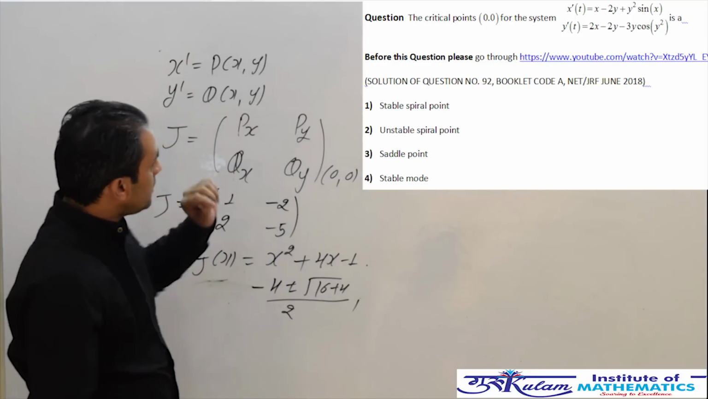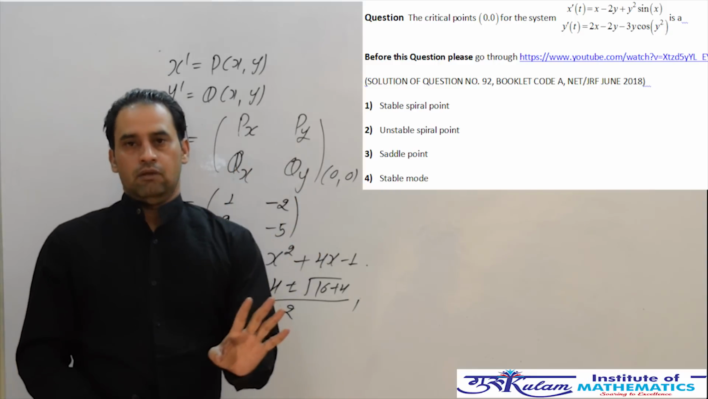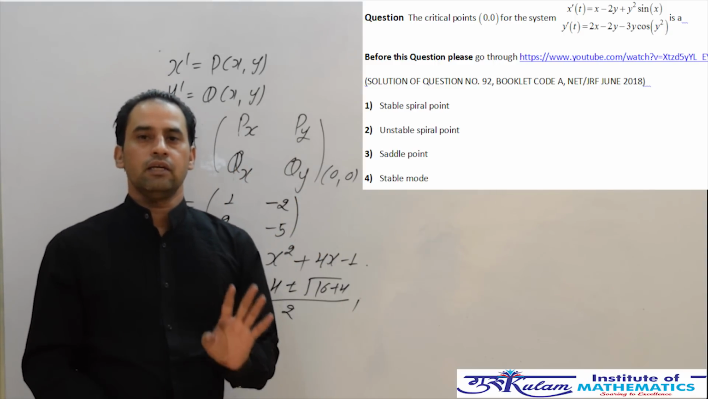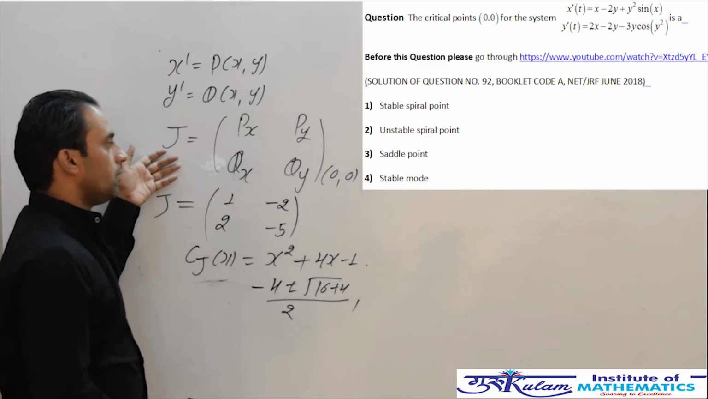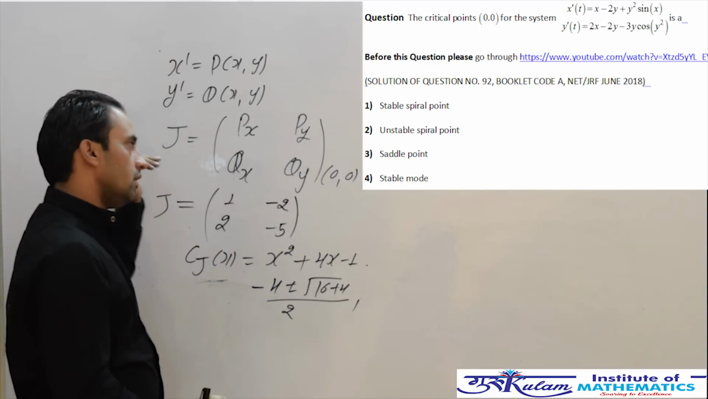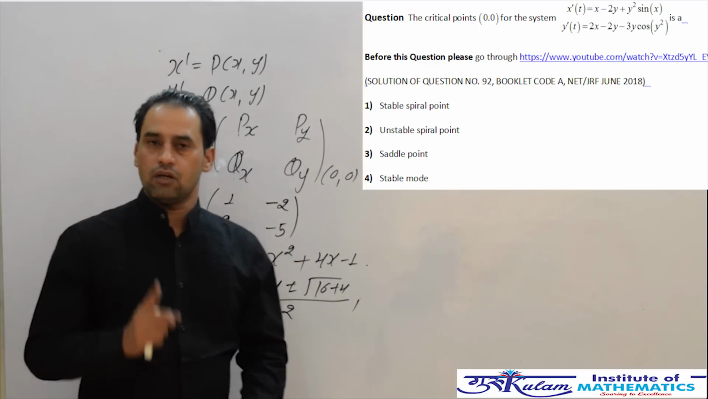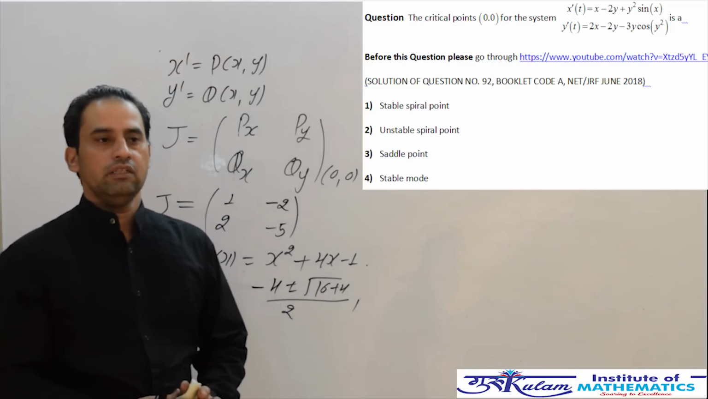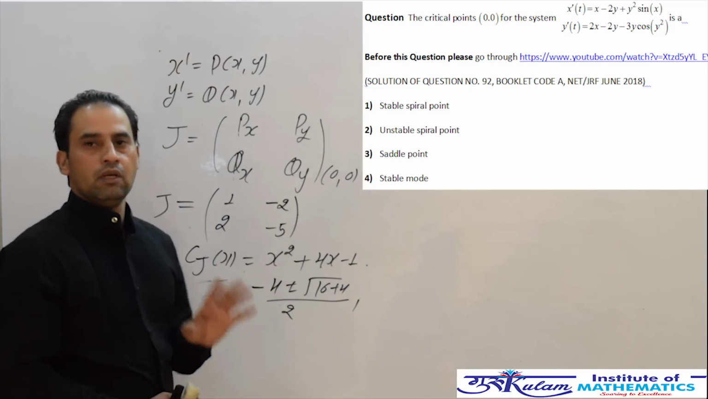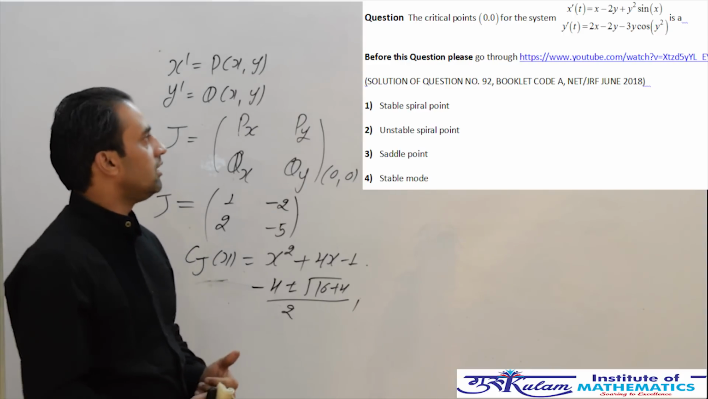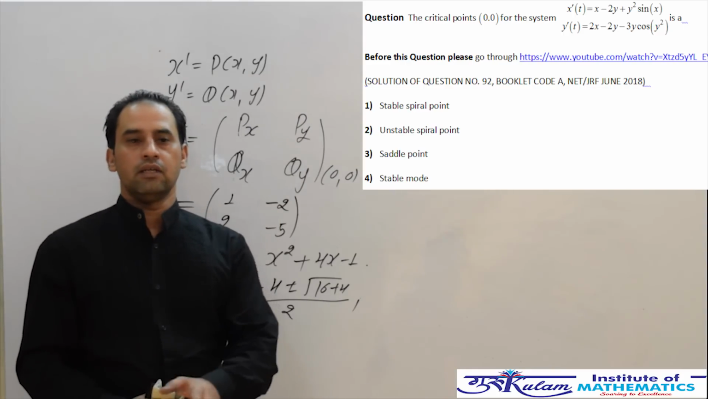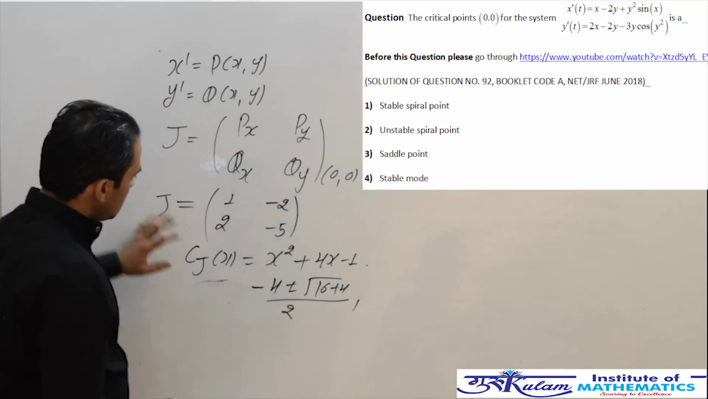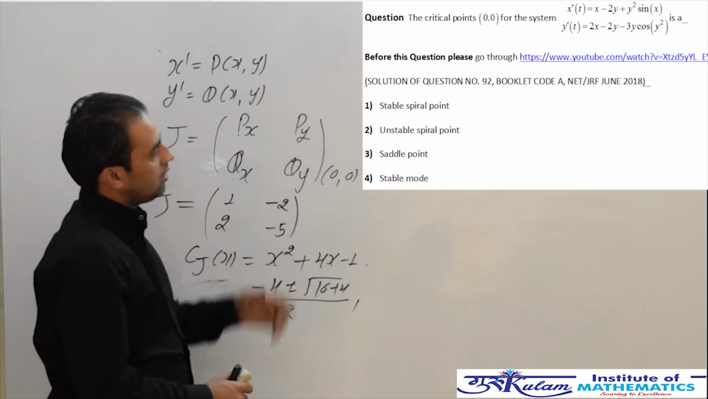Now here the given system is non-linear. For a linear or non-linear system, you can classify the critical point based on this Jacobian matrix, provided the eigenvalues of this Jacobian matrix are non-repeated real or purely imaginary. For more detail, you can go to the Gurukulam channel and listen to the lecture on how to classify the critical point of a linear or non-linear system. So hence the answer to this question is the third option, which is saddle point.